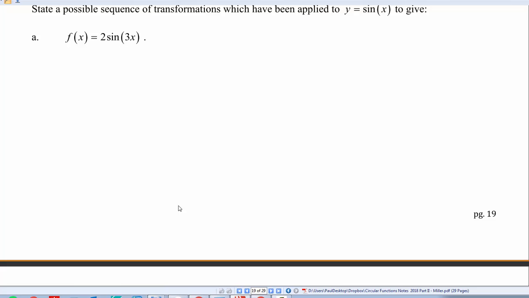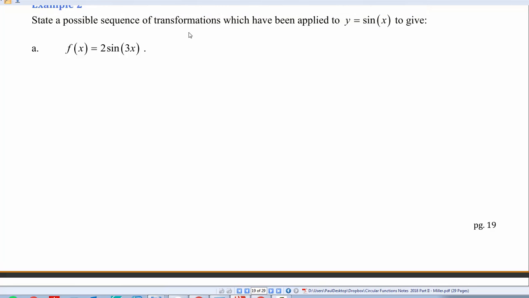Here we're going to state a possible sequence of transformations that have been applied to this to give us this. So by recognition I can tell that this is dilation factor 2 from x, and this is going to be 1 on 3, so a third from the y-axis. By recognition I can do that, but let's punch out the transformations and see if I'm right.